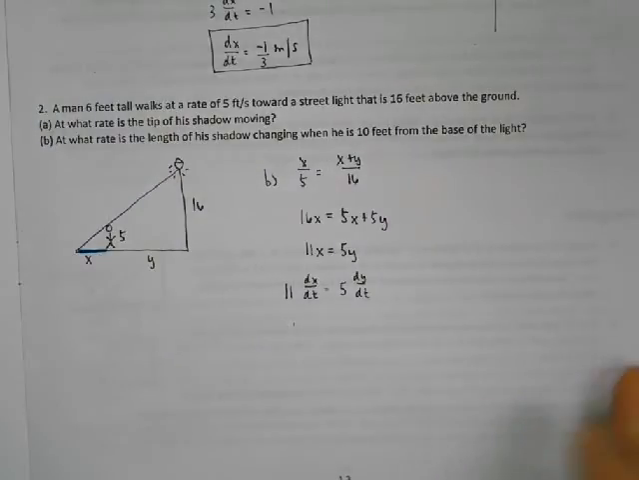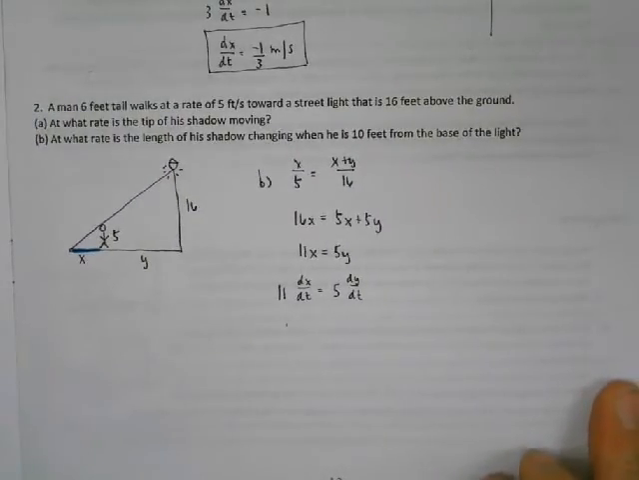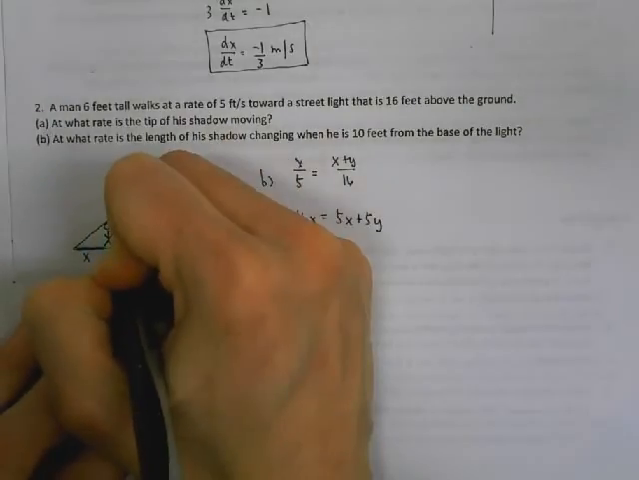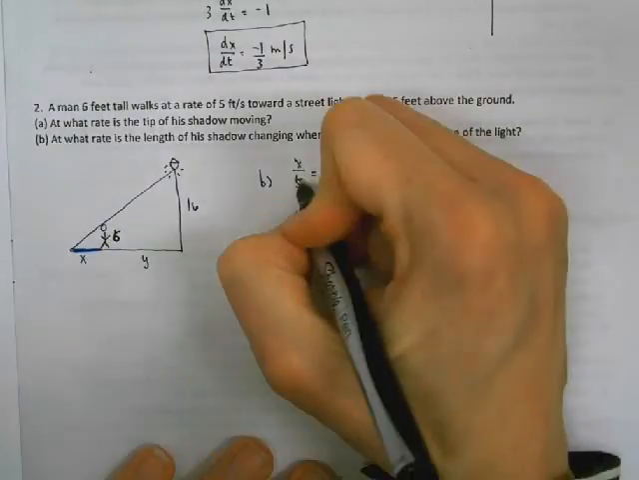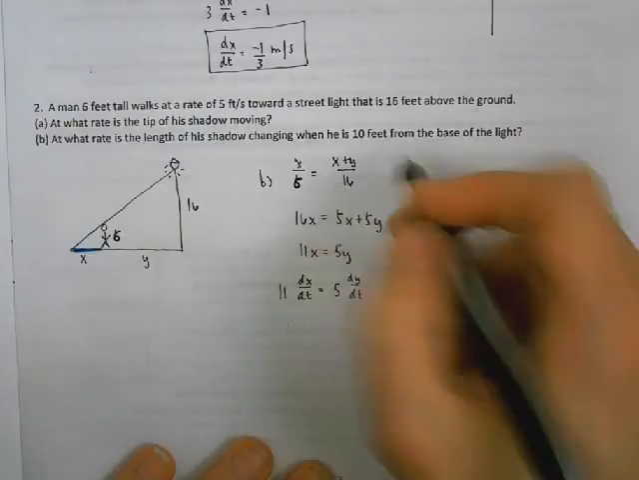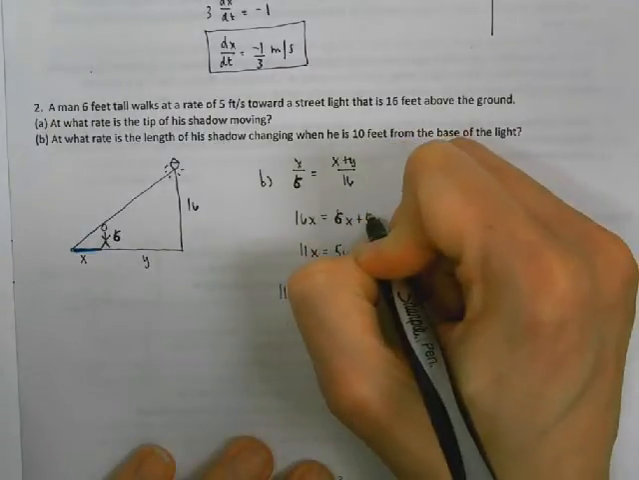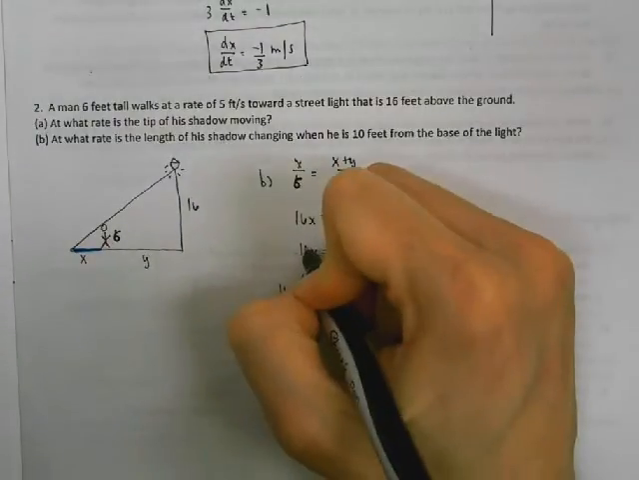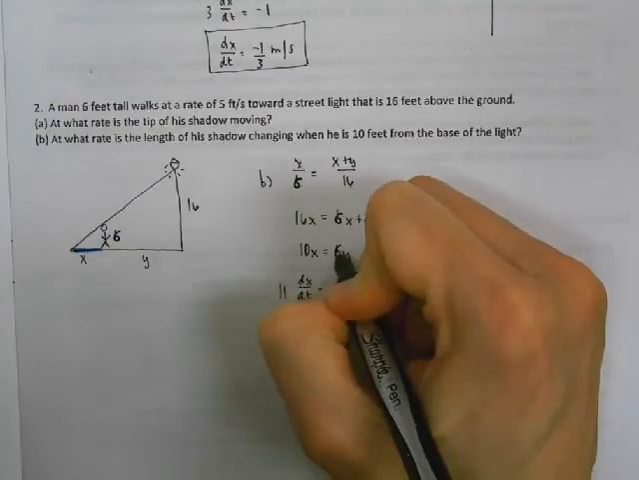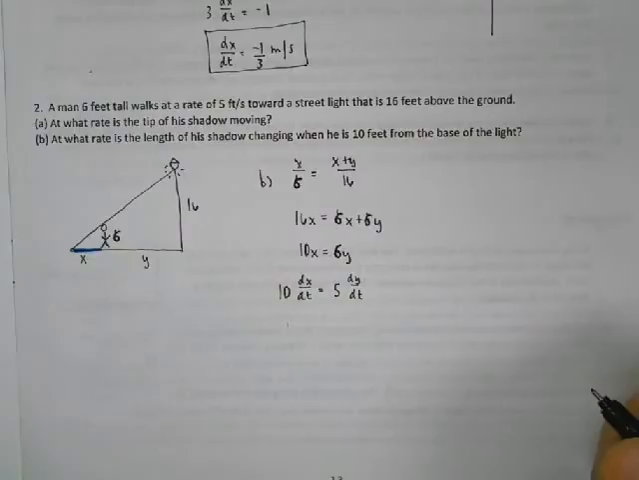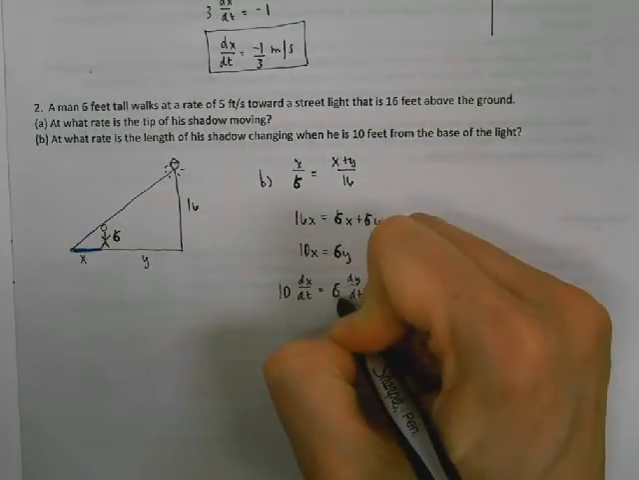Oh, you know what I just realized? I pulled the wrong number here. Our man is actually 6 feet tall. Sorry about that. Let's go back and correct this quickly. So my man is 6 feet tall, so I need to replace that here, x over 6. So I'll get 16x equals 6x plus 6y. So now I'll get 10x equals 6y. And so 10 dx/dt equals 6 dy/dt. There, that looks better.